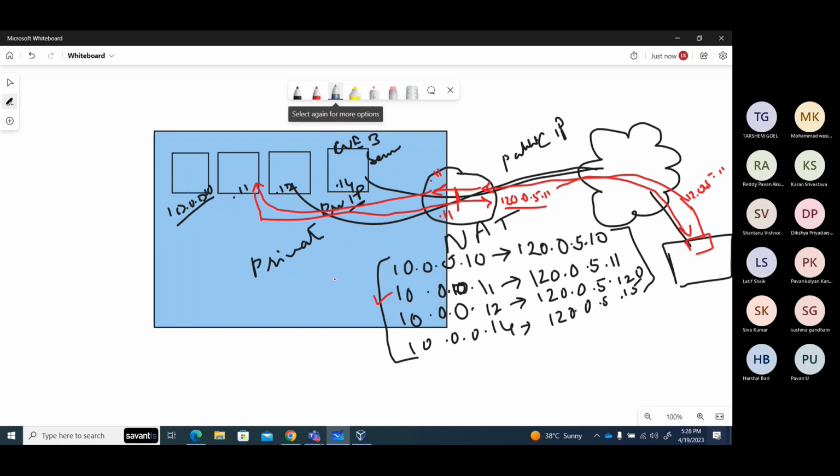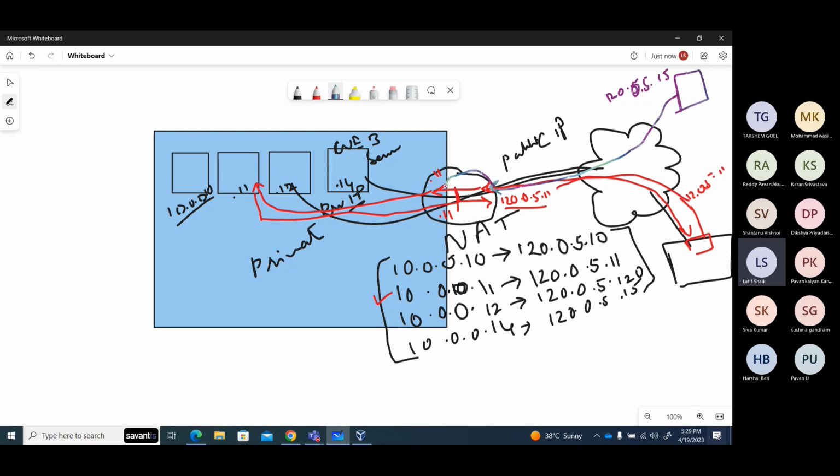Okay. Next one. This is my web server, right? Someone is trying to access my web server. So they will put an IP address like this, 0.5, 15. Okay, so the request goes up to here.